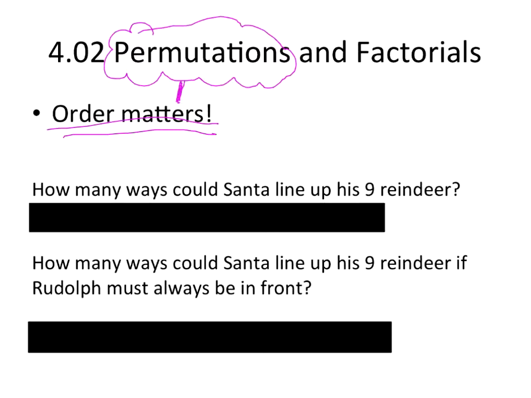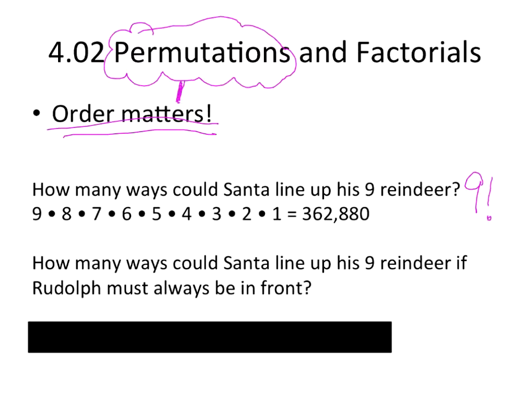How many ways could Santa line up his 9 reindeer? Well, I care if Dasher's first or Dasher's fourth, you know what I'm saying? The order was going to matter. So when we're talking about permutations, it's what we just did. 9 reindeer, so it's really going to be 9 factorial. How many ways are there to arrange 9 reindeer? That's 9 factorial. So 9 times 8 times 7 all the way to 1. So there are 362,880 options to arrange his 9 reindeer. Isn't that crazy? That's a lot.